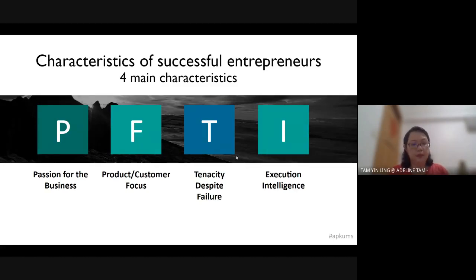T is for tenacity despite failure. It means they are willing to face any challenge and take risks, and even though they fail at a certain stage, they will stand up and continue to work again. One very good example is Jack Ma. He spent a lot of time improving his Alibaba business. But before his success, he went through a lot of ups and downs, and solved a lot of problems before he could achieve what he has today. And intelligent. Remember, intelligence is very important.